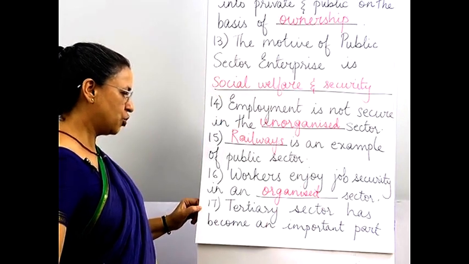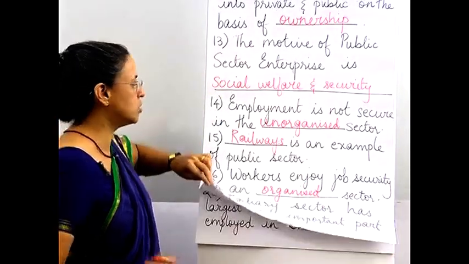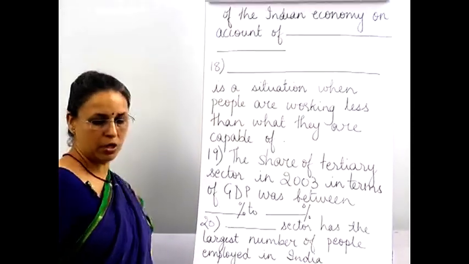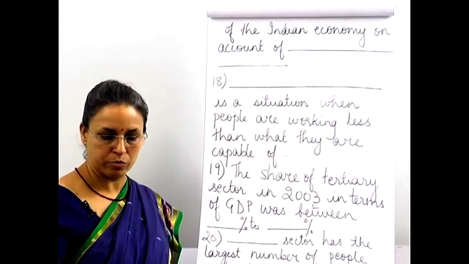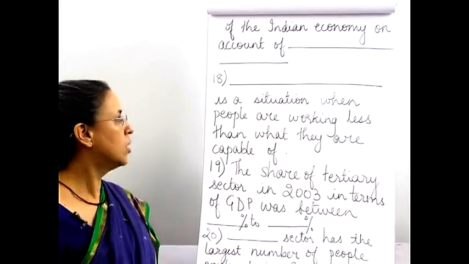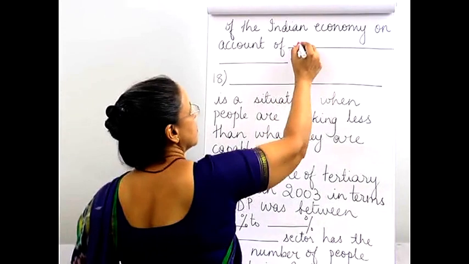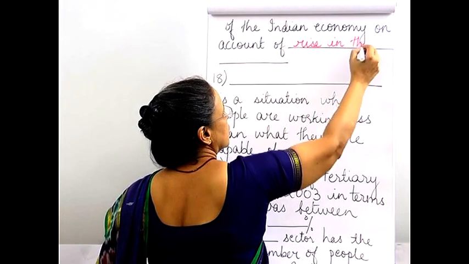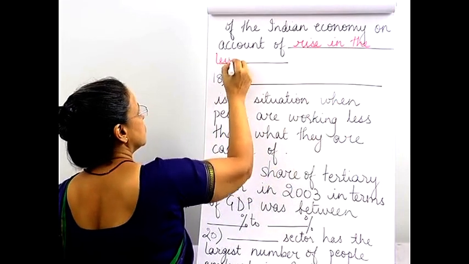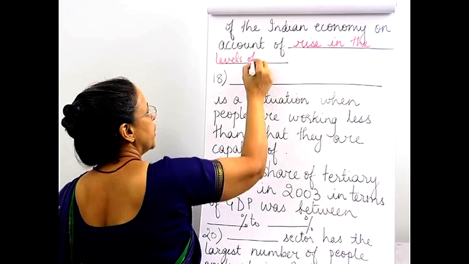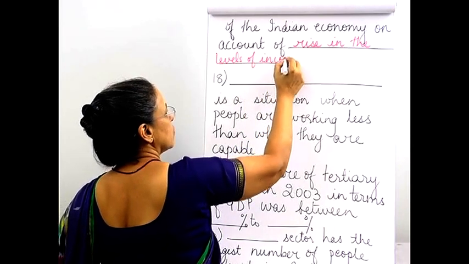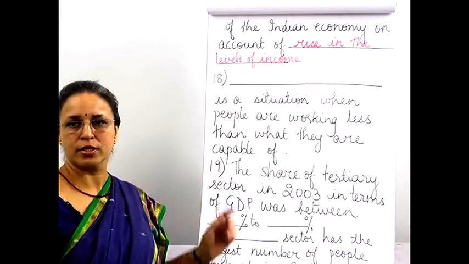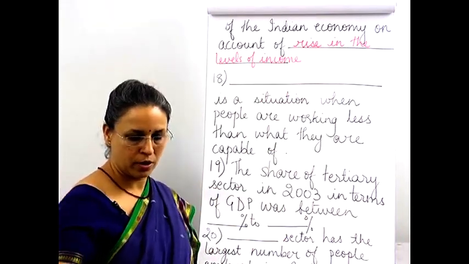Seventeenth, tertiary sector has become an important part of the Indian economy on account of what? Now, because of what has it become important? Because of the rise in the level of income. More and more people earn more, and that is why the tertiary sector has become more important.